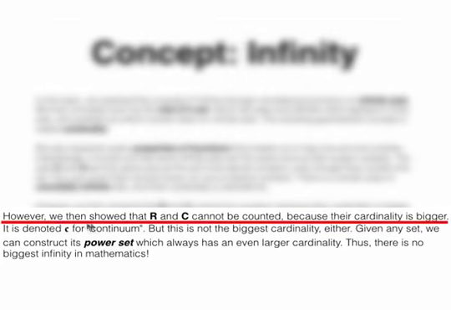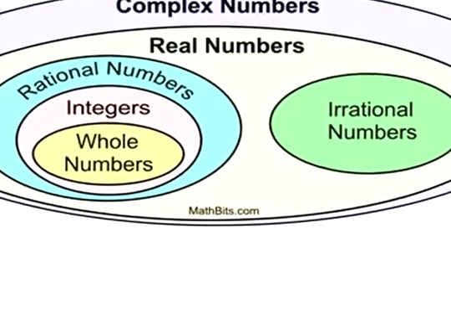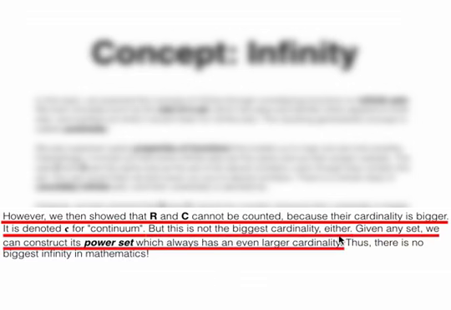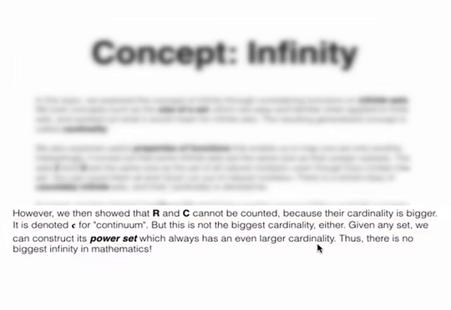On the other hand, when it comes to the real numbers and the complex numbers, these, we've shown, cannot be counted. There's no sequence that covers all of them because their cardinality is bigger. That cardinality is denoted C for continuum. It's also the same as beth 1, it can be shown. But this isn't the biggest cardinality either. Given any set, we can construct its power set, which has an even larger cardinality, and thus there is no biggest infinite set in mathematics.